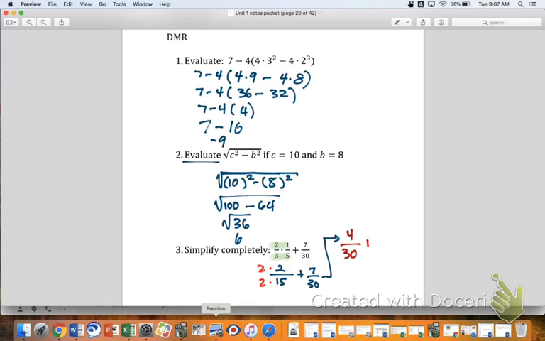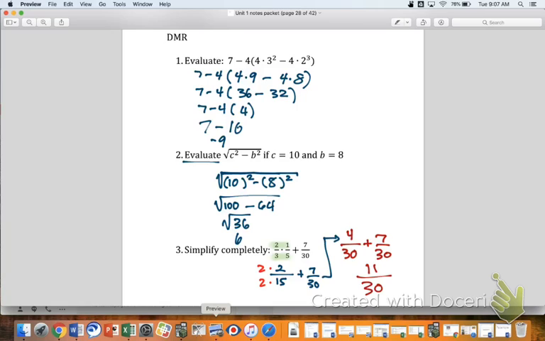4/30 plus 7/30. When you're adding fractions, do you add the denominators? No. Do you subtract the denominators? What do? Keep them the same, yep. So it's going to be something over 30, and you add the numerators. 4 plus 7 is 11. 11/30 does not reduce to lowest terms, and so we leave it as 11/30.